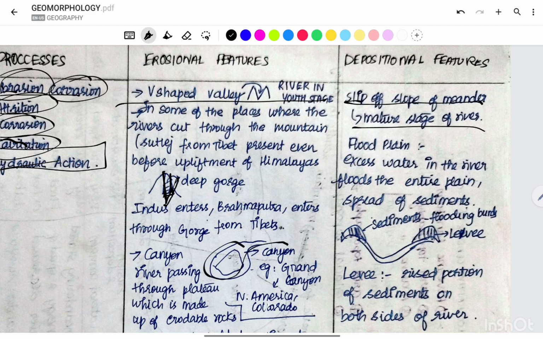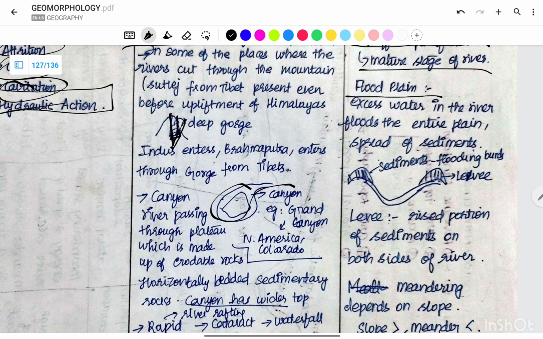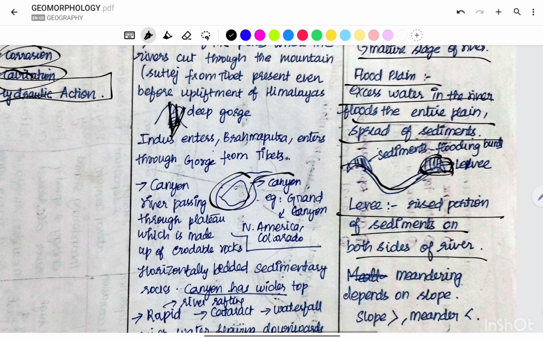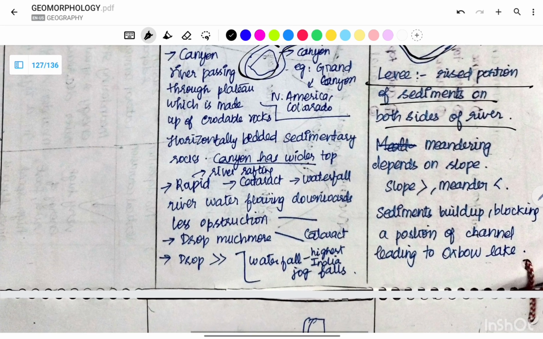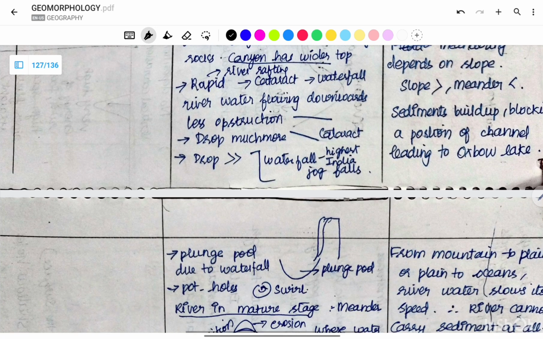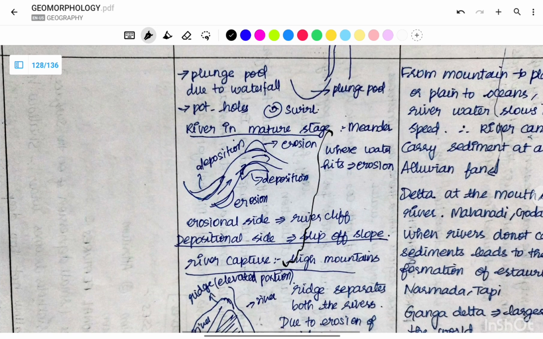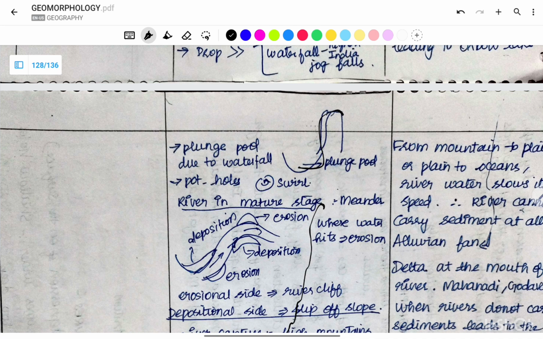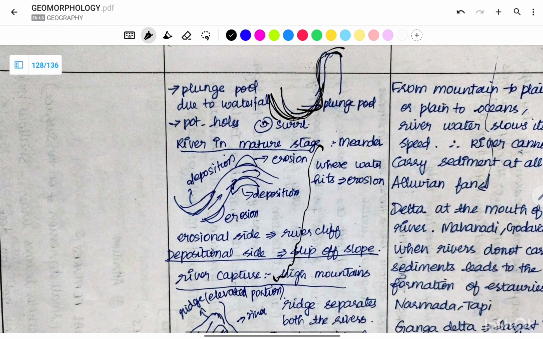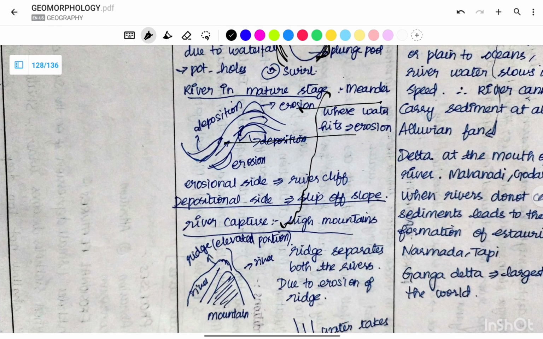The slip of the meander is when it is mature. Floodplains are created when excess water in the river floods and spreads the sediments over here. A levee is a raised portion of sediments along both sides of the river. A plunge pool is formed because the water falls in a pool-like manner, and it starts potholes, and then we have the swirls. A river in the mature stage has more depositional features than erosional features.